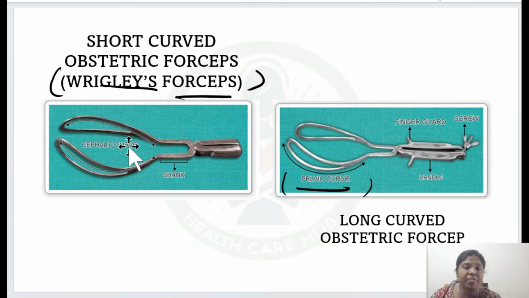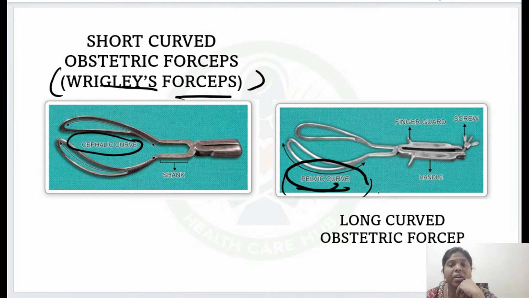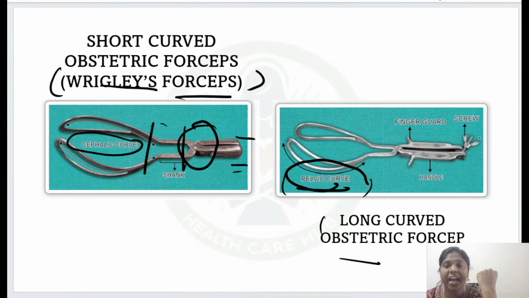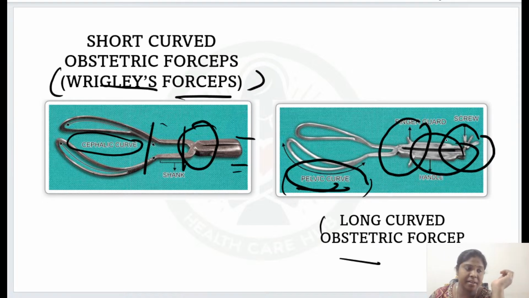So understood, no? This is the cephalic curve, this is the cephalic curve, this outside layer is called the pelvic curve, and this is called the shank. Here we are going to lock the blades, and this is the handle. For the long curved obstetric forceps, we even have a screw type to lock it, and this is the pelvic guard, and this is called the handle.